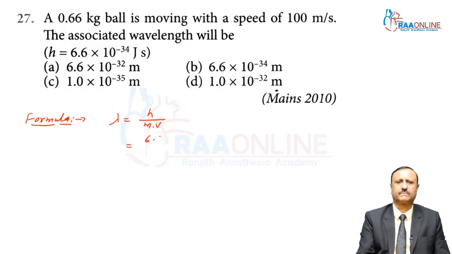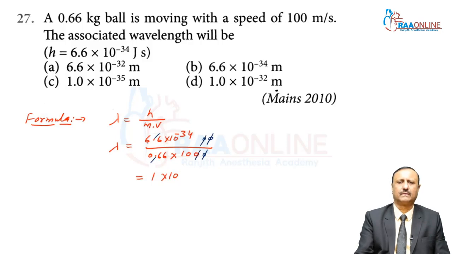Here h is given by 6.6 into 10 to the power minus 34. The mass of the ball is 0.66 in kilogram. The velocity is 100 meter per second. You can put the values and get the result. Your result is 1 into 10 to the power, because 0.66 cancels with 0.66, and the 100 cancels as well.